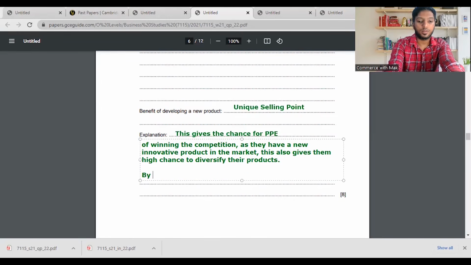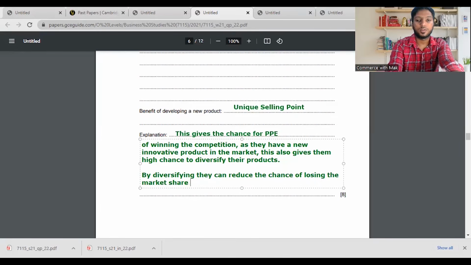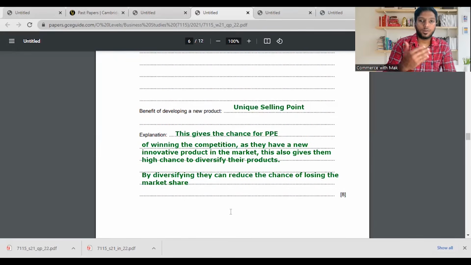By diversifying, they can reduce the chance of losing market share. So if you diversify your product, you will not have a chance to go out of the market. You'll always have a chance to be in the market. There are different models, so people will have a chance to choose and select your product. So this is the 8-mark answer which I have written for you. So almost 48 marks we have completed. Let's move on to the 12-mark answer now on the next page.